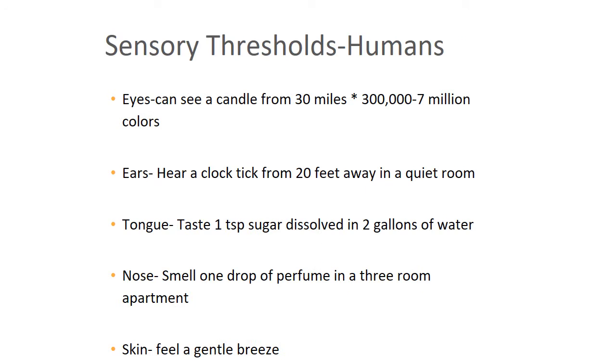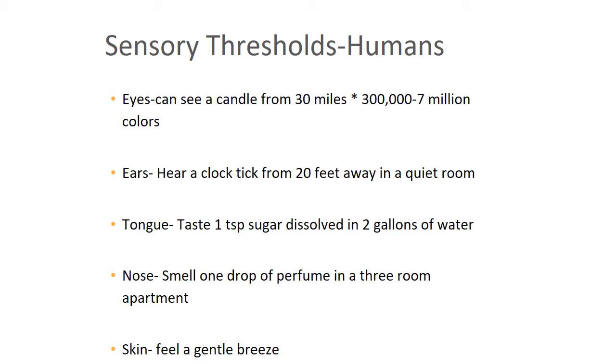Sensory thresholds in humans. Interestingly, your eyes can see a candle from 30 miles away. Now, if you've ever driven down the road and looked up at the mountains and saw a light up on the mountain, it makes sense that you might be able to see some light from a long distance on a clear night. There have been estimates that we can see 300,000 to 7 million different colors, depending on what research papers you're looking at.